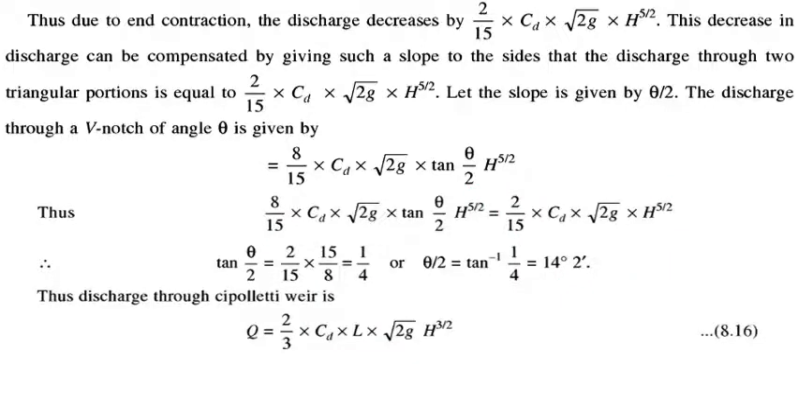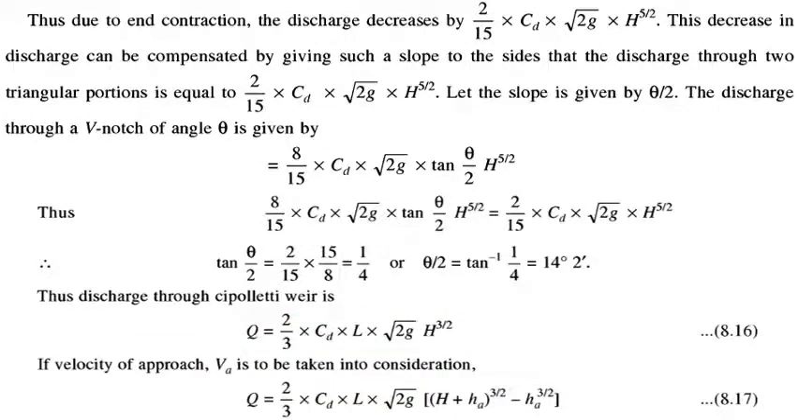So discharge through the Cipoletti weir is given by 2/3 into CD into L into square root of 2G into H raised to 3/2. If velocity of approach is taken into consideration, the equation turns into 2/3 into CD into L into square root of 2G into H plus HA raised to 3/2 minus HA raised to 3/2.